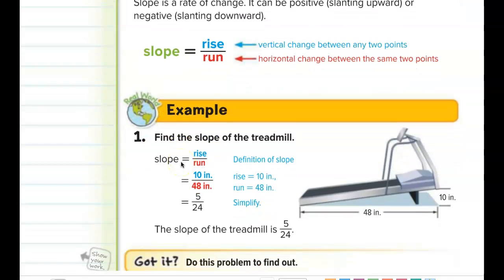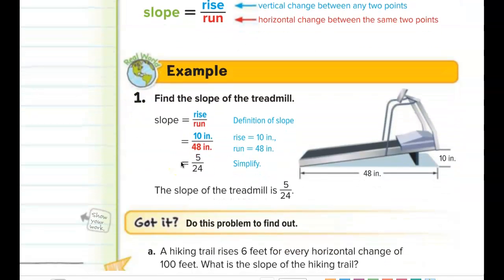Of the treadmill? We already said that slope is the rise over the run. How much is the treadmill risen? 10 inches, so I put 10 over its run, which is 48. Do I want you to write this as a decimal? No. Do I want you to simplify it? Yes. How do I simplify it?